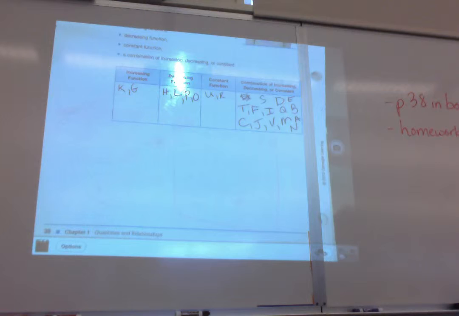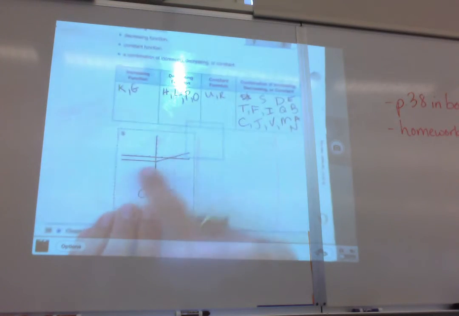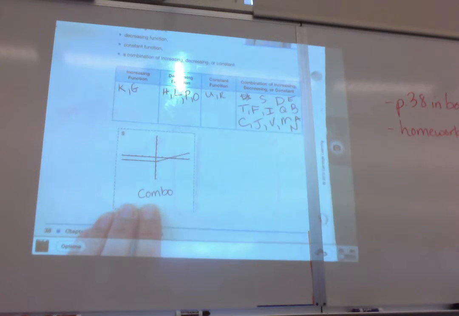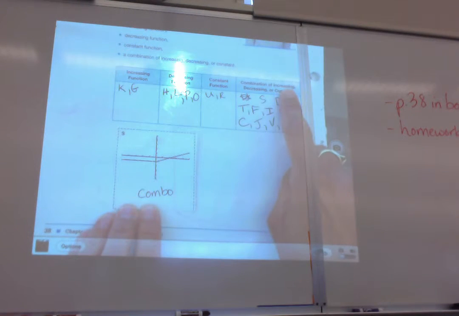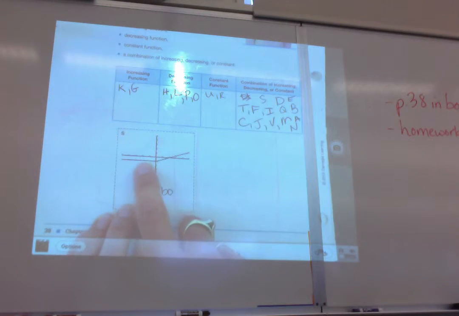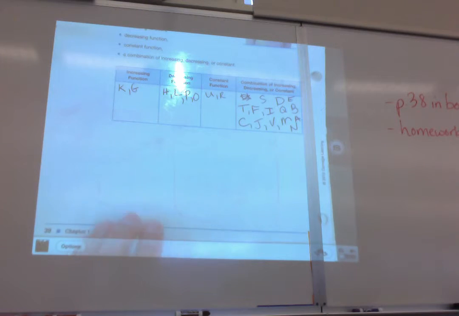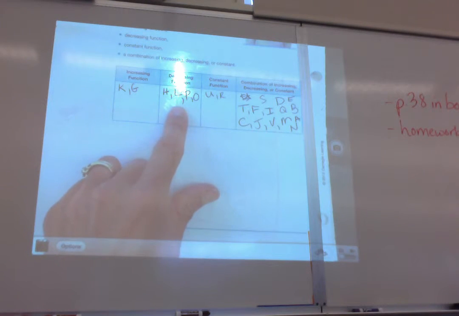Oh, see, I put S as combo because of that little part that's constant and then increasing. But if you have it in increasing, that's fine. That's why I considered S as a combo, because this says combination of increasing, decreasing, or constant. So it does have a part that's constant. How about decreasing? Did anybody else have anything different?